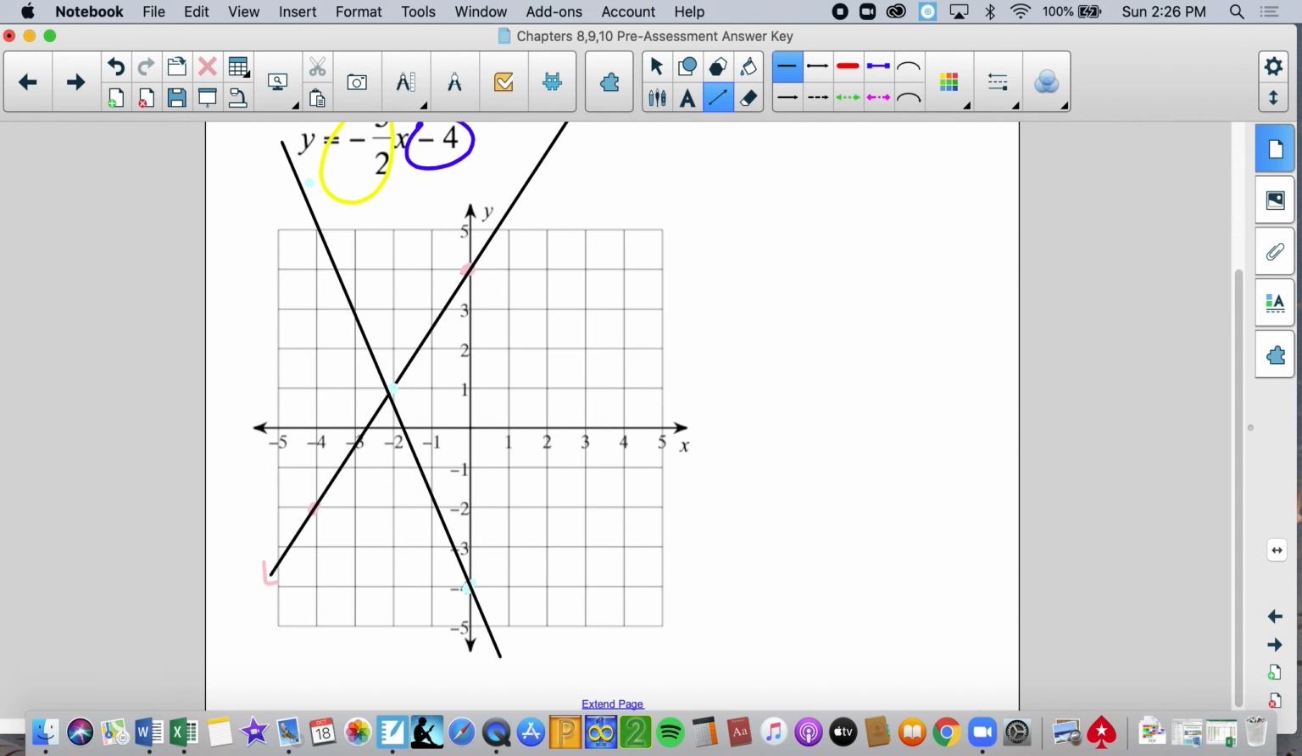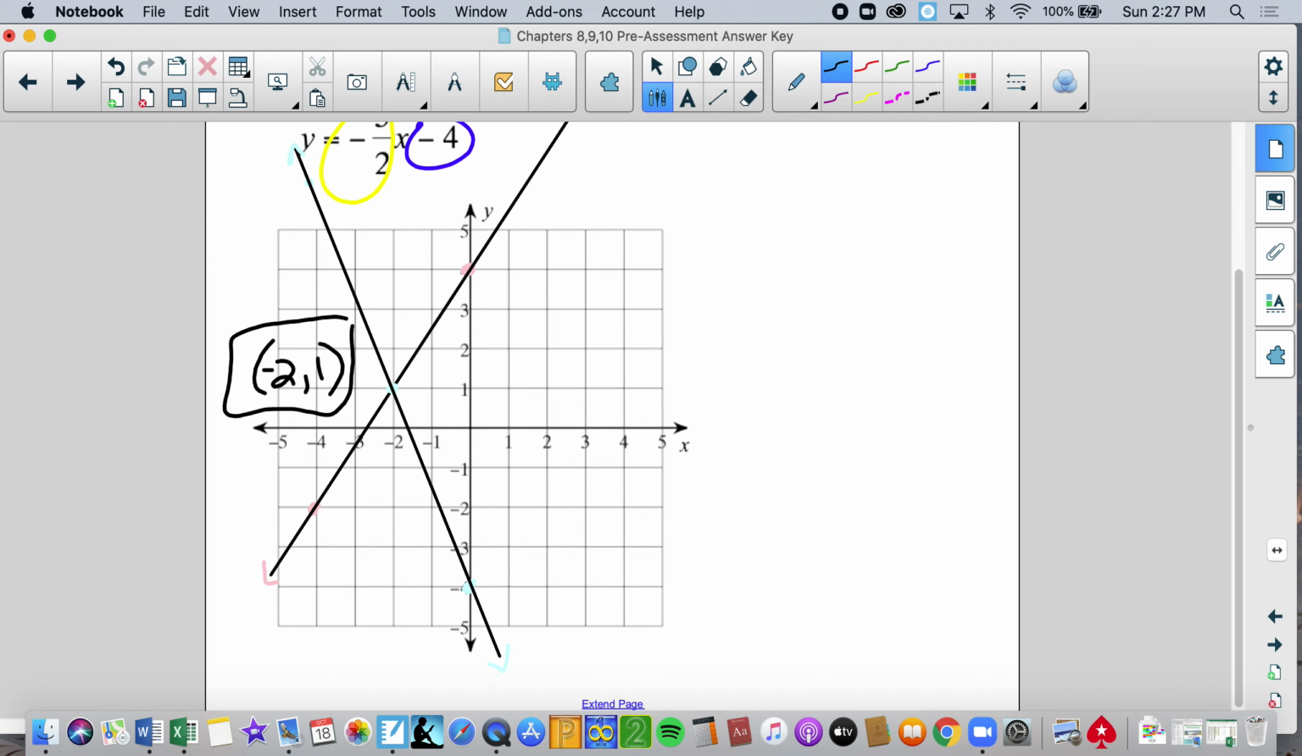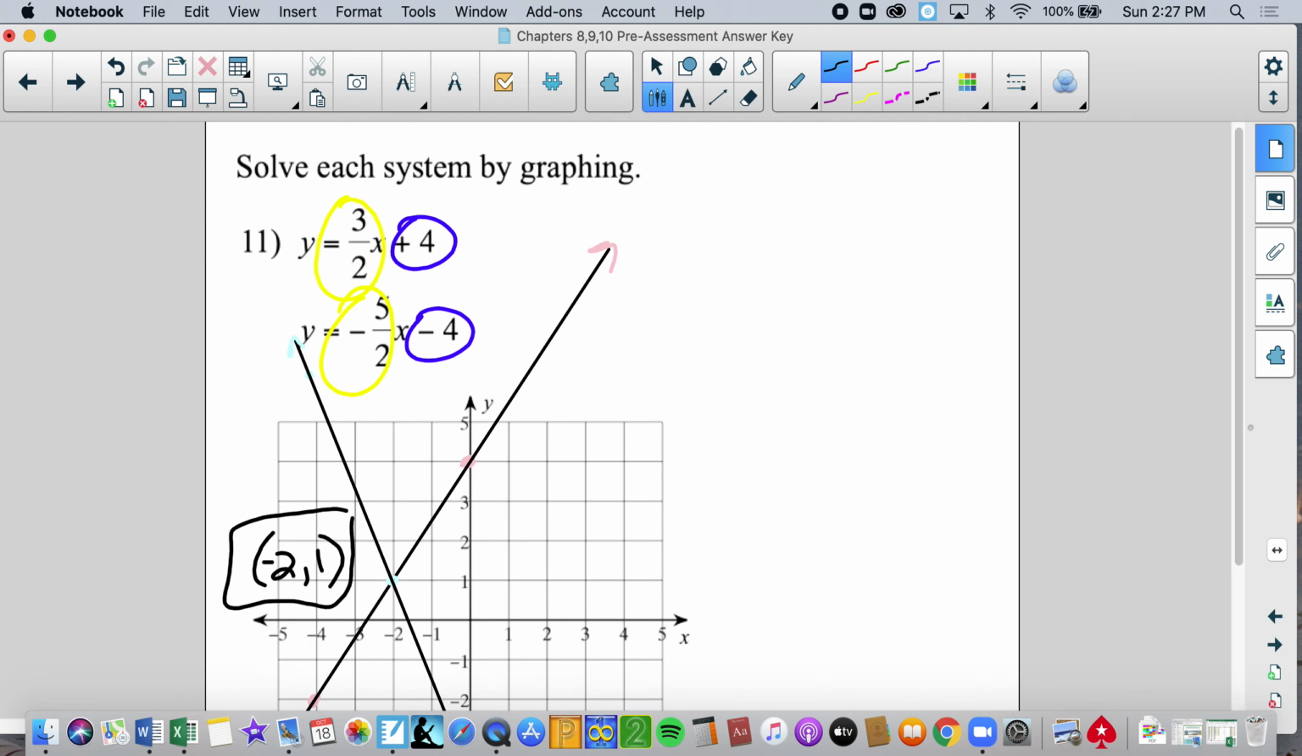I draw my line. Let's center it up. That looks pretty good. And arrows. And my intersecting point is going to be -2, 1. So that's where they share a solution.